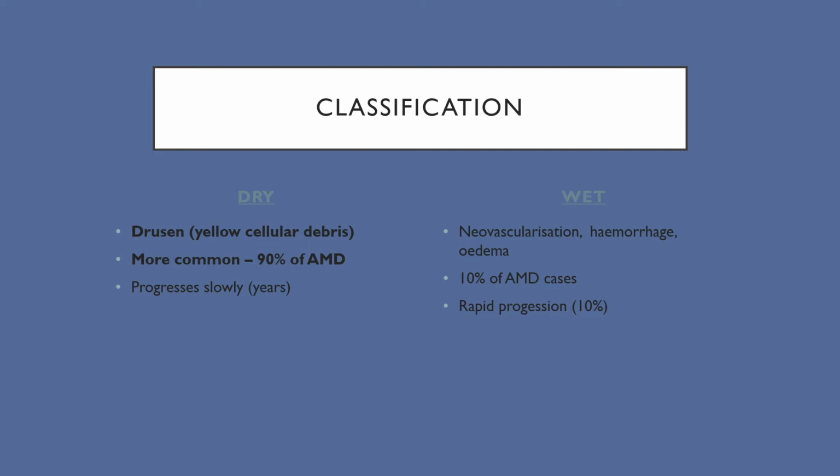Wet AMD is more severe but less common, only accounting for 10%. It is characterized by neovascularization. This leads to hemorrhage and ischemia. As it progresses, scar tissue develops, which can permanently damage the macula. In contrast to dry AMD, the wet type deteriorates rapidly and can cause blindness in weeks.